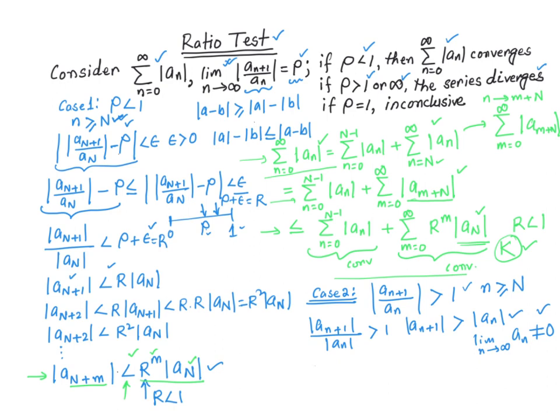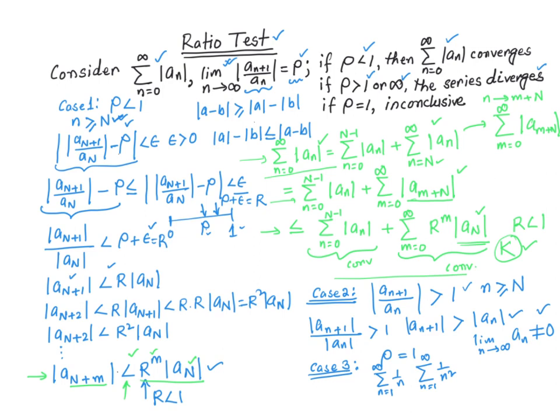And case 3 is pretty easy to show. You have rho equal to 1. Consider the harmonic series, the summation from n equals 1 to infinity of 1 over n, and consider the summation from n equals 1 to infinity of 1 over n squared. Both of these series, consider them. Now look, if you take the ratio of this thing, what's going to happen?